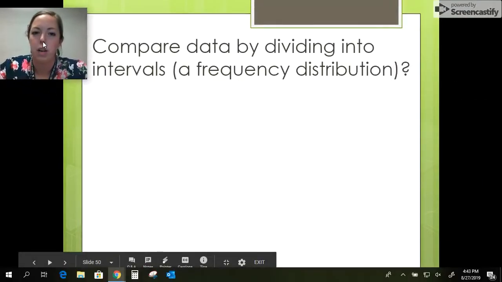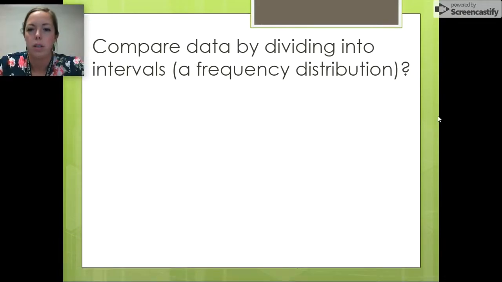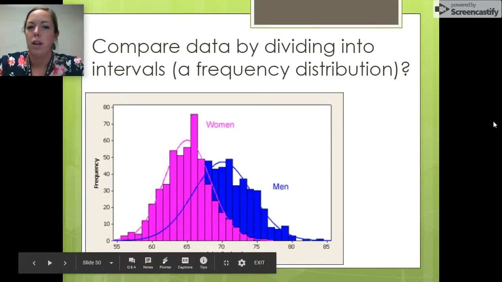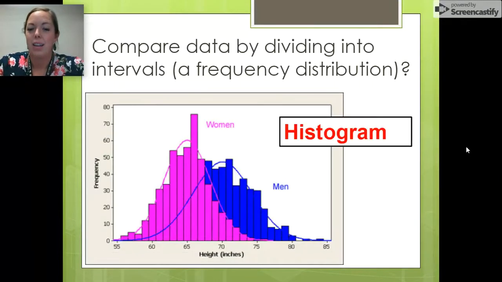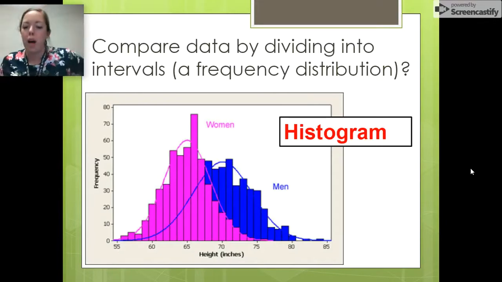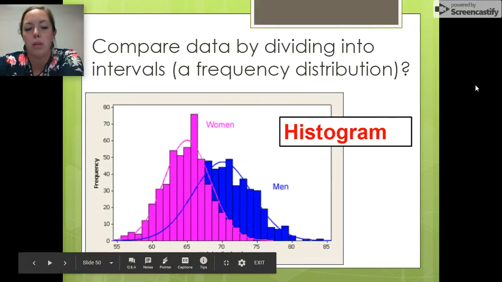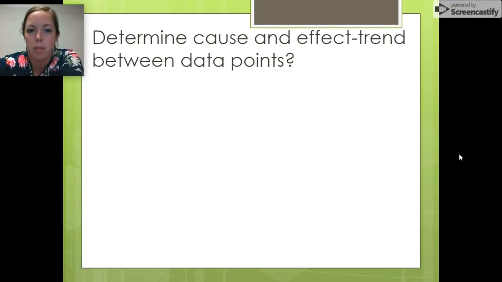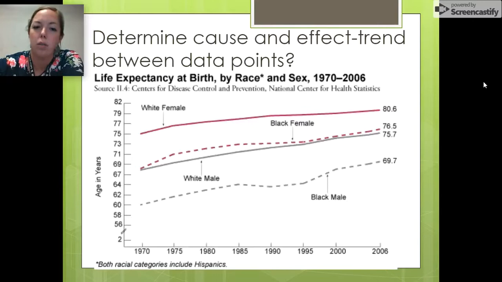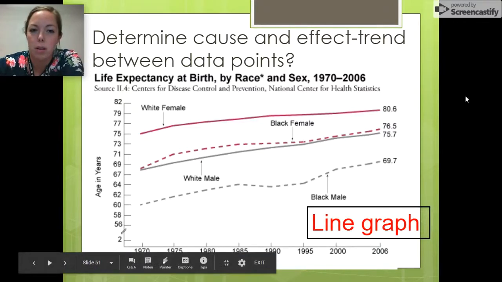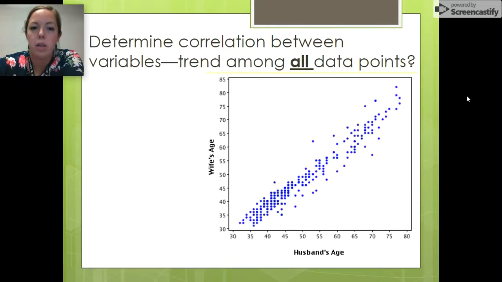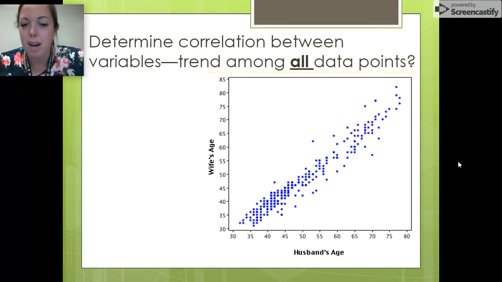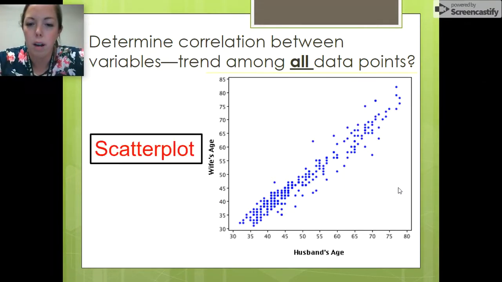If you want to compare data by dividing it into intervals or a frequency distribution, you might do something like this. Anybody remember what this is called? A histogram. We're going to look at histograms a whole lot when we do our overpopulation unit, because we use those to show the population of different countries and how they're changing over time. If you want to determine cause and effect trends between data points, maybe a good graph would be a line graph. And if you want to determine correlation between variables or a trend among all the data points, the best option might be a scatter plot graph.